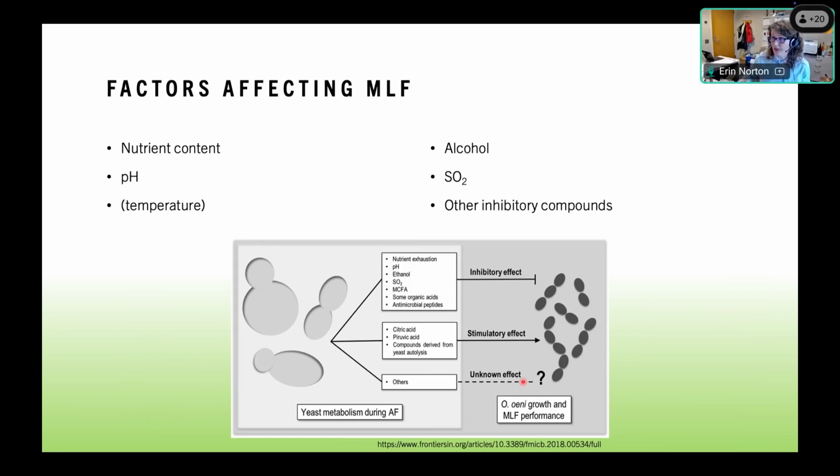pH, I just mentioned that, below 3.2, you're going to have a hard time. Nutrient content, you do want to make sure, especially if you're doing a sequential inoculation, that you've got some nutrient in there for those bacteria to survive. And sequential means after alcoholic fermentation. And then there are some others, but those are the main contributors: alcohol, pH, SO2.